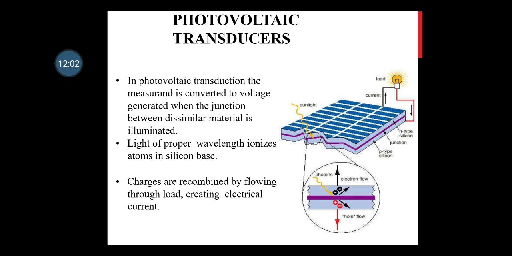flowing through the load and creating electrical current. To get that electrical current, we need to connect the circuit, so you can understand from here that the light is directly converted into current or voltage. Light is a non-electrical quantity, and that is converted into an electrical quantity, that is voltage and current. This is how it works. It is made up of two semiconductor materials, and at the junction light has to be illuminated.